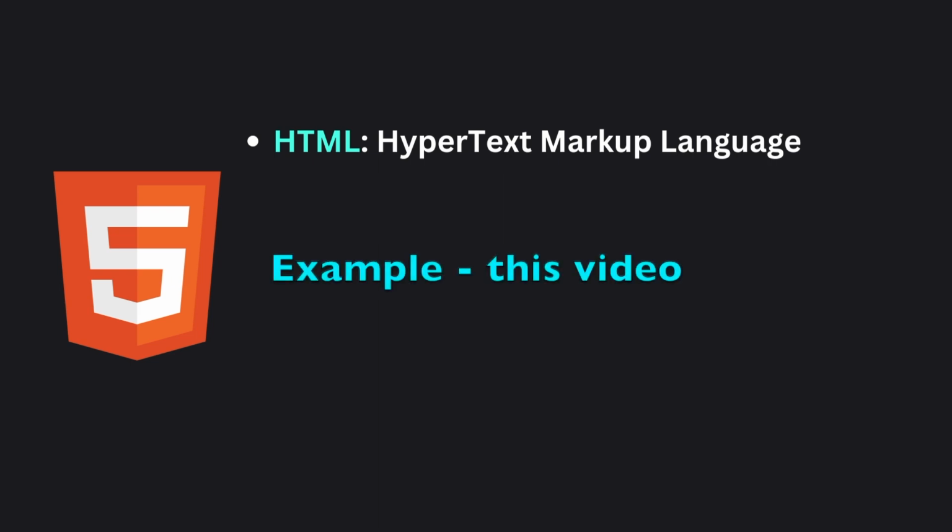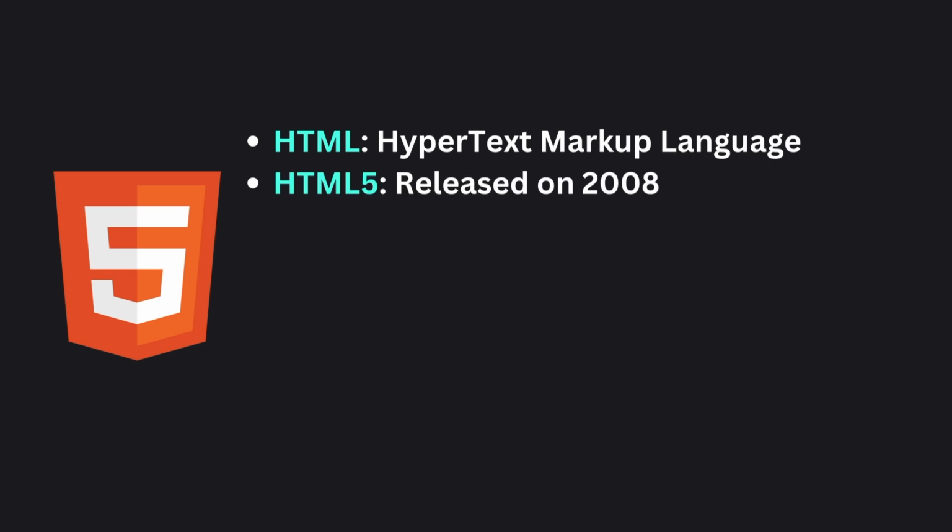For example, this video that you're watching on YouTube is displayed to you by using HTML. It displays to you this video, the titles of videos, the images of other videos, and so on. All of it is displayed to you using HTML. HTML5 is basically the latest version of HTML. It was released in 2008, and since then we are using HTML5 tags.